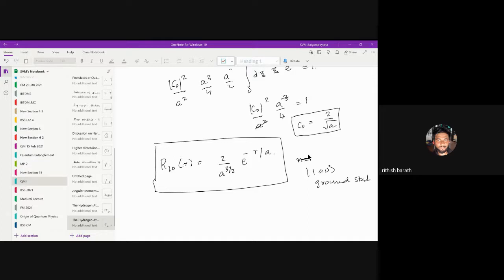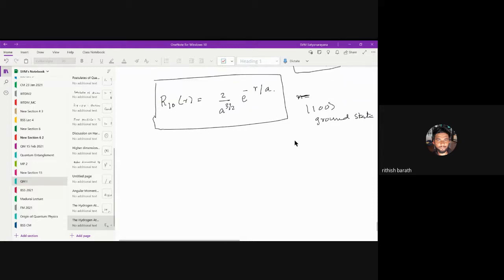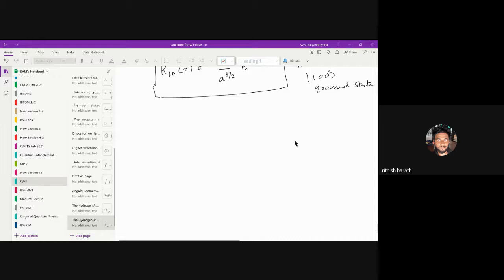And this is the ground state wave function. Okay, so if you plot this ground state wave function as a function of R, R10 of R, it will have some value at R equal to 0, and then it will decrease exponentially. So this will be your ground state wave function.